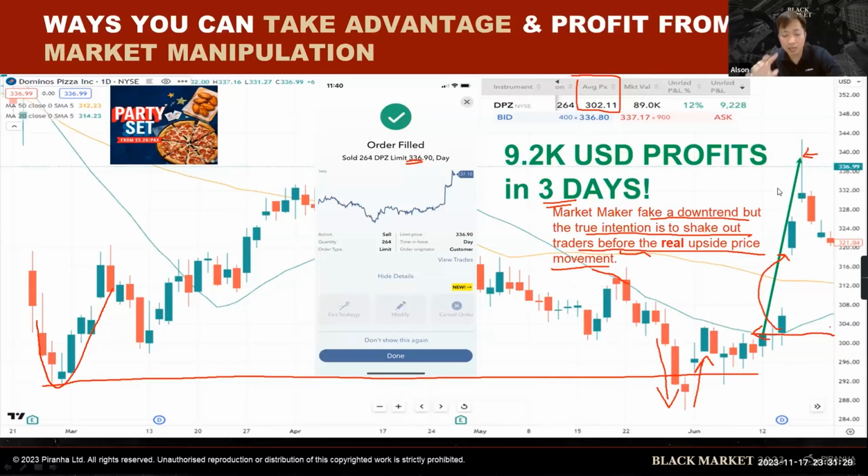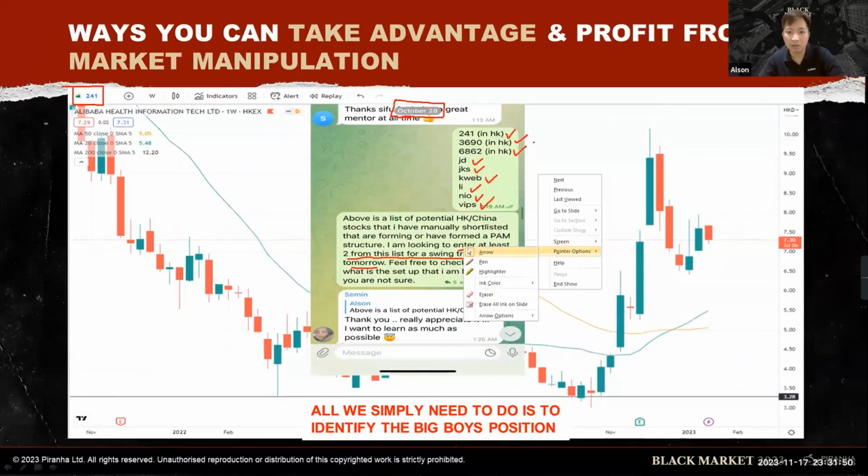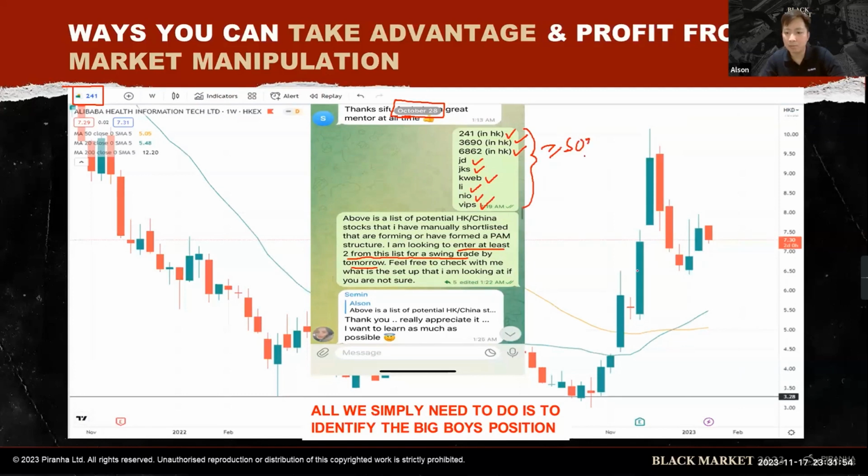If you get 70-80% of the move, it's as good as you can get in any trading strategy, guys. In fact, all the China stocks that I mentioned last time at least moved 50%. Like KWeb from $3 going to like $10 is almost 3x, a multi-bagger.